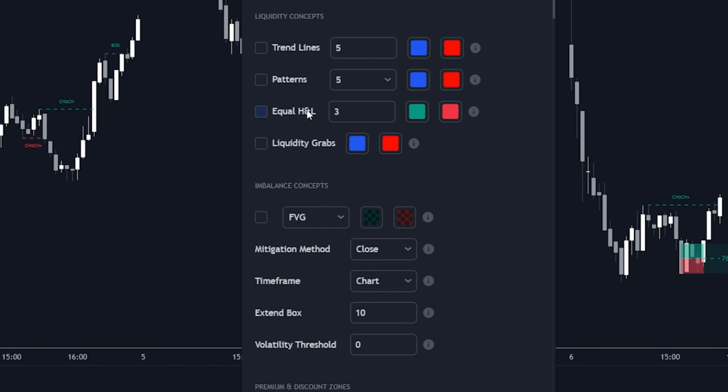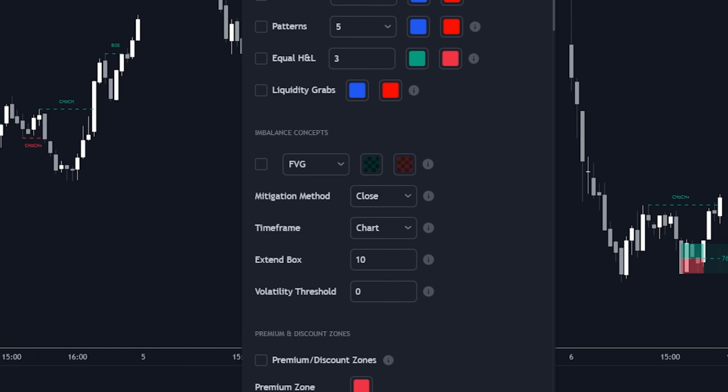We're going to disable the equal highs and lows since we're not going to be targeting those areas as liquidity. And we're trying to have a very, very simple setup, just using some really important concepts within this indicator. We are actually going to turn on the fair value gaps as a part of the imbalance concepts of the indicator, and we're going to change the time frame to the 15-minute chart.